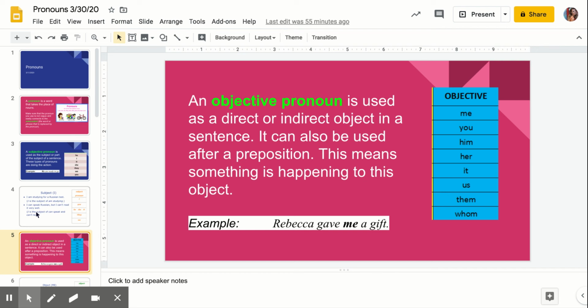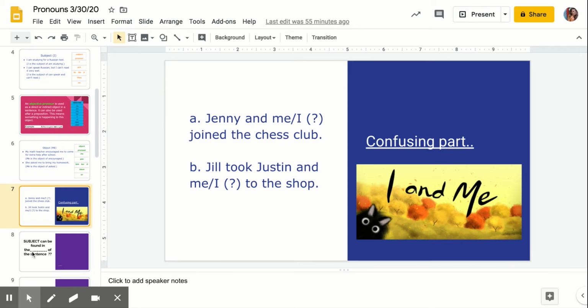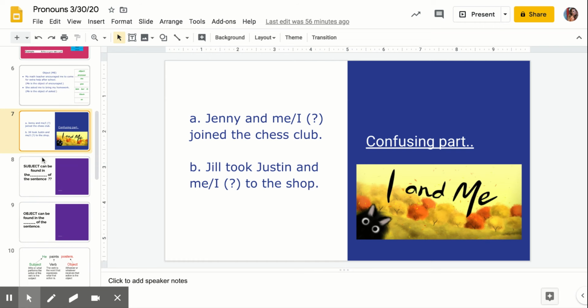So that's another really helpful way to look at it: if you just find the verb, and then once you have the verb, if the pronoun is to the right, so it comes after the verb, it's typically the object. And if the pronoun comes before the verb, it's typically the subject. And here I have the video that we watched. That one was pretty helpful.